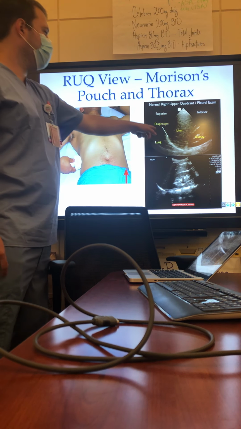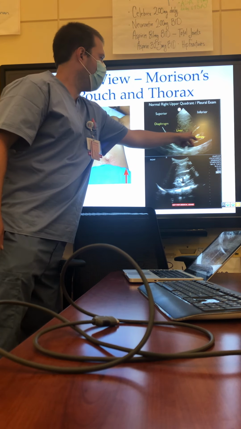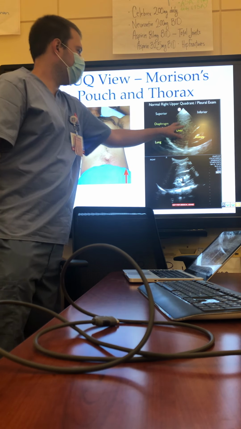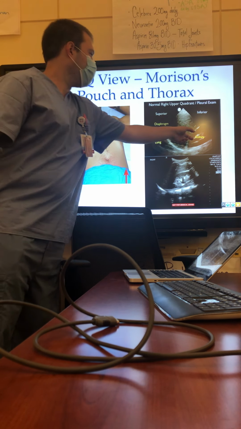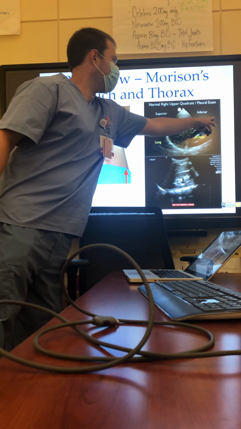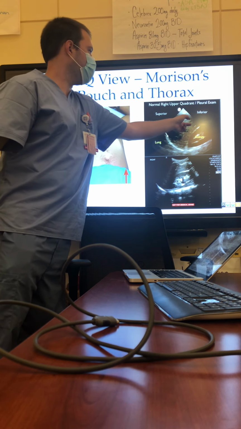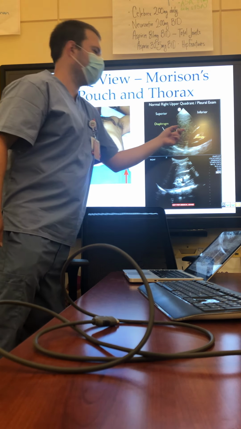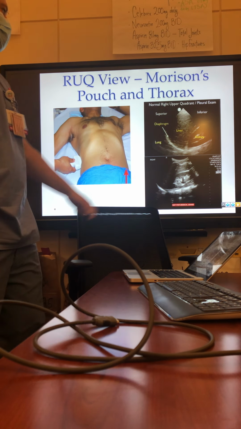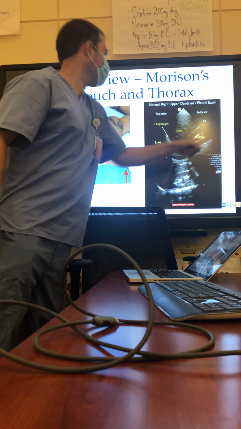This is your liver here, you have your kidney, and then you have Morrison's, which is right here. So you can see in this view that you can't get the entire Morrison's, because Morrison's extends this way. You also don't see the liver that extends this way, so that's why you have to scan down and make sure you're not missing fluid that's maybe sitting over here.